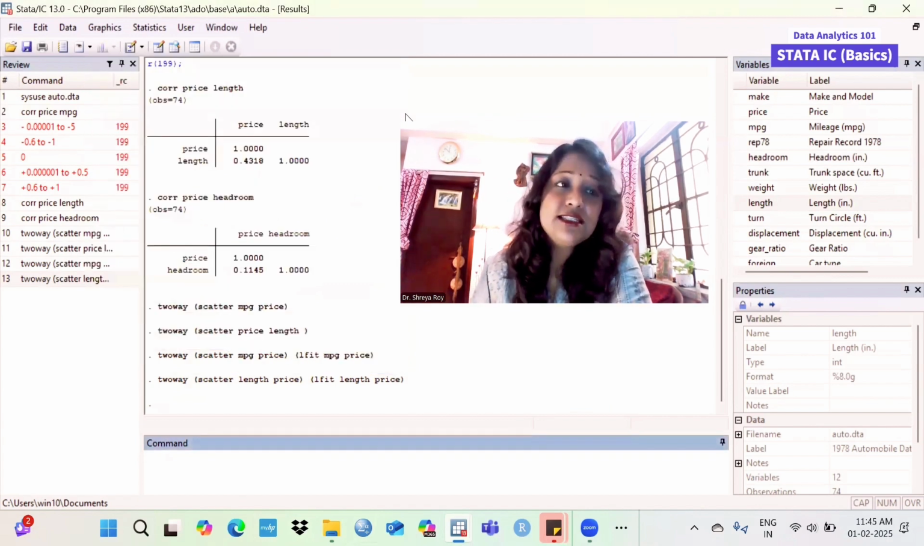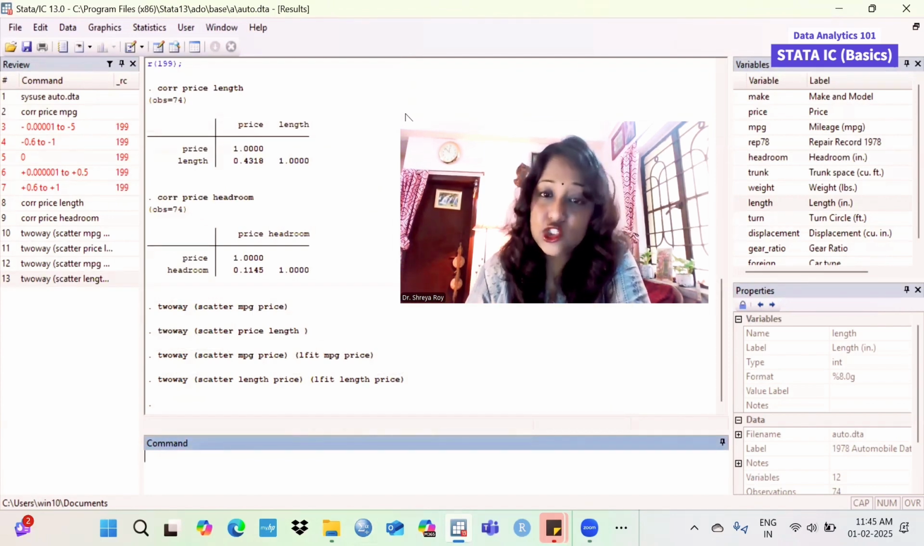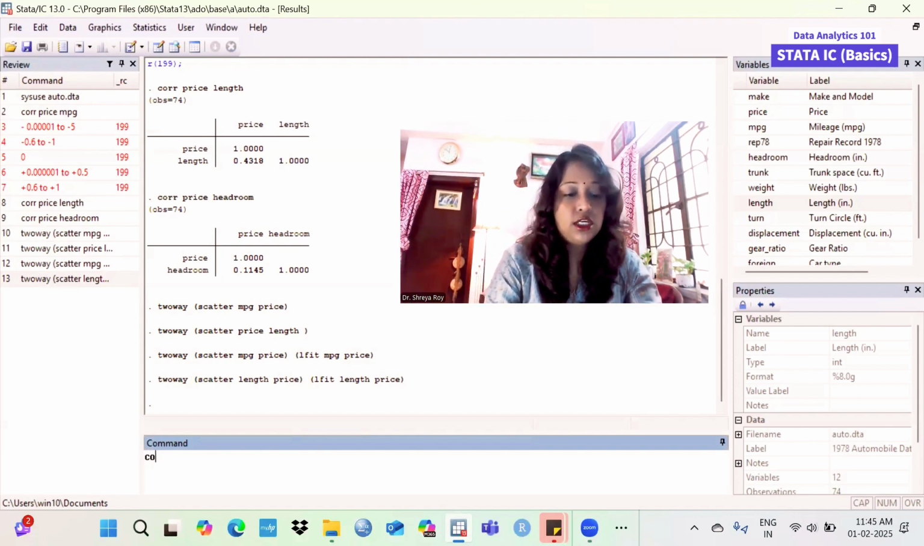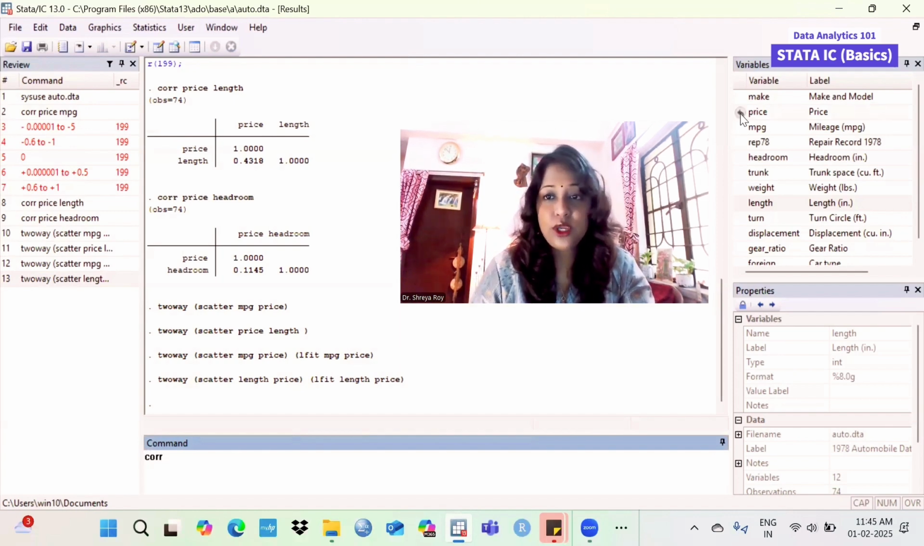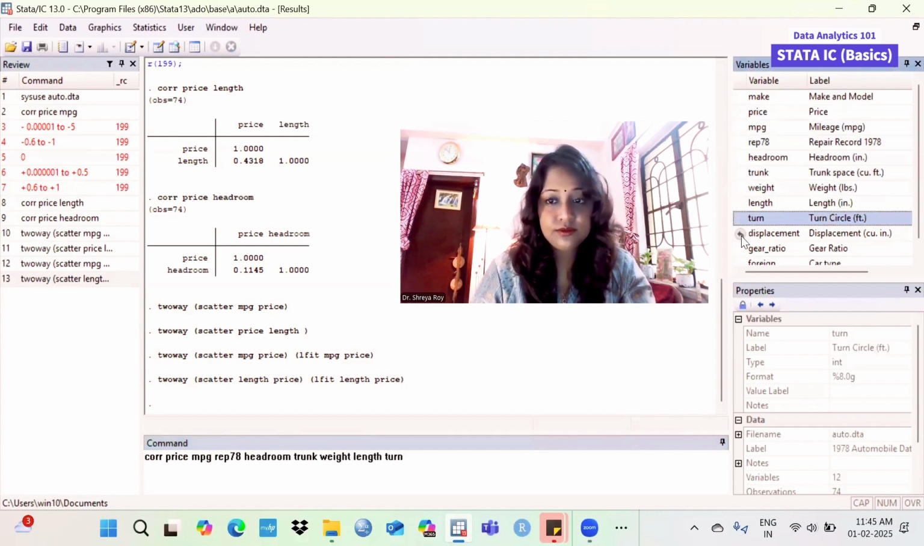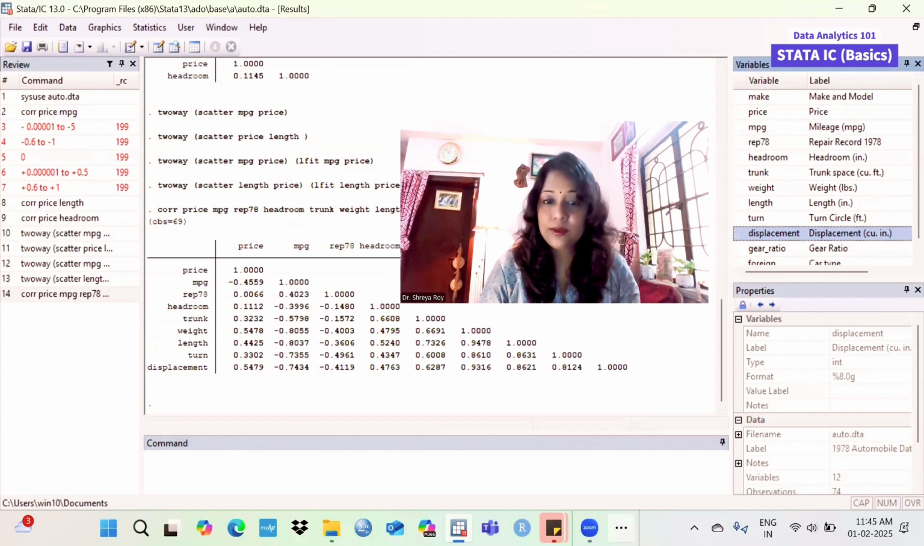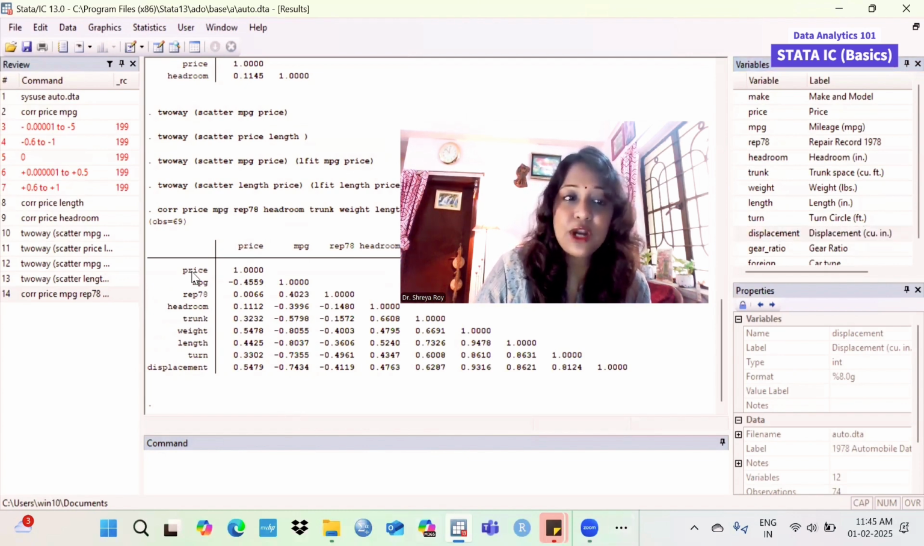There's another thing you need to learn: in Stata, you can do a multiple correlation test. So how do we do it? Type corr, then select the variables you need to study, and enter. So you get all the values over here. The ones are basically price with price, which will obviously give you a 1. Mileage and mileage will obviously give you a 1. Rep 78 and Rep 78 will obviously give you a 1.